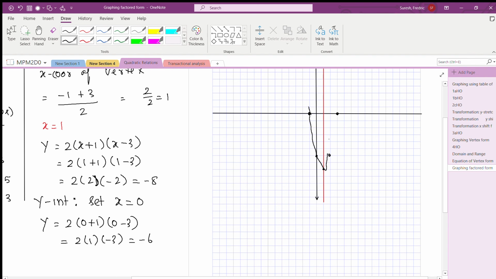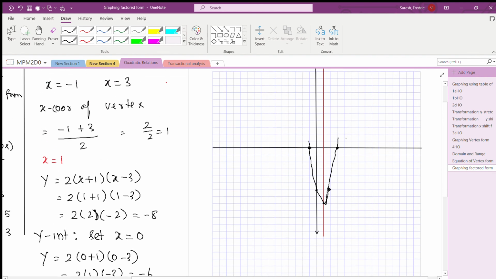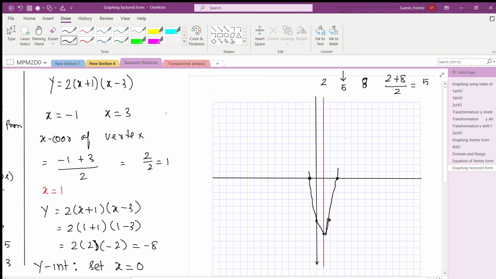Notice here that I've added another point on the other side of the y-intercept to get another point, so my graphing becomes easy. So this is how you graph a parabola when you have an equation in factored form. See you in the next video.